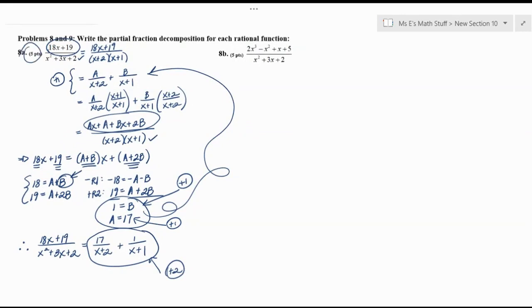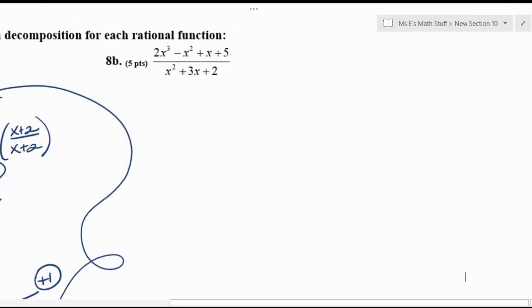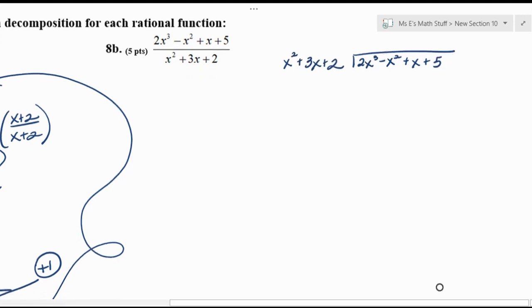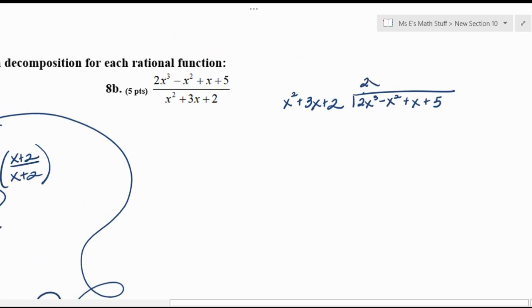Okay, now let's look at part B here. Part B, you have an improper fraction. And so with an improper fraction, you always want to start by using long division to get your improper fraction in mixed fraction form. Okay, so x squared times 2x to get started, and then don't forget to distribute fully. 2x cubed plus 6x squared plus 4x, and then subtract the whole row.